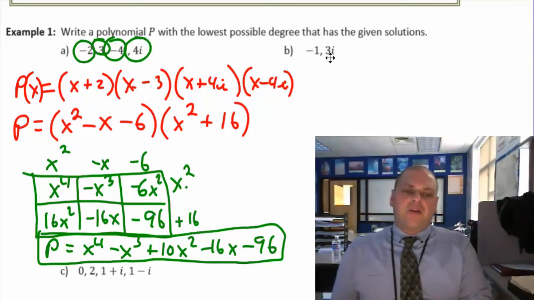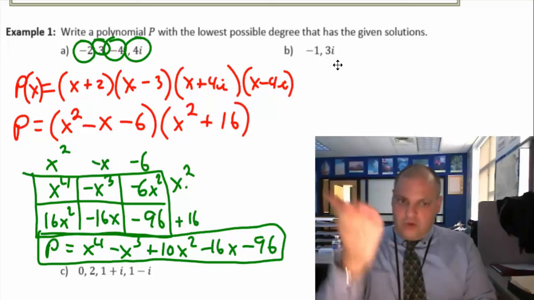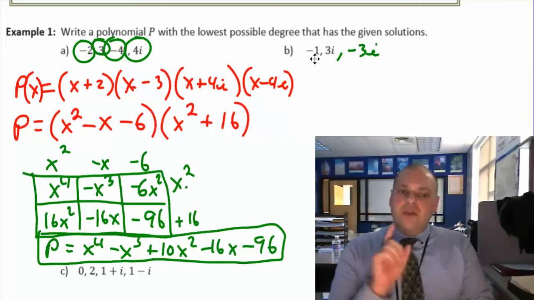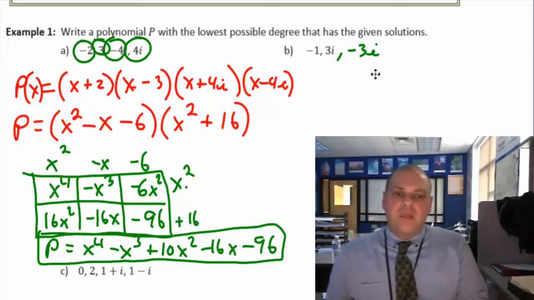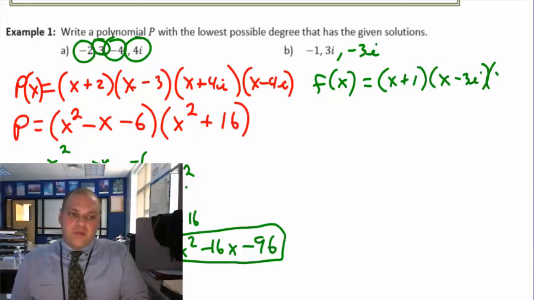All right, now how about here? It looks like it's only going to be x squared, but we talked about a little earlier, you can't just have 3i, you must also have negative 3i. So even though they didn't give it to you, you know that if 3i is one answer, negative 3i is another one. So we'll just call this f of x. F of x equals x plus 1, and then x minus 3i. This one's actually easier, and then x plus 3i.